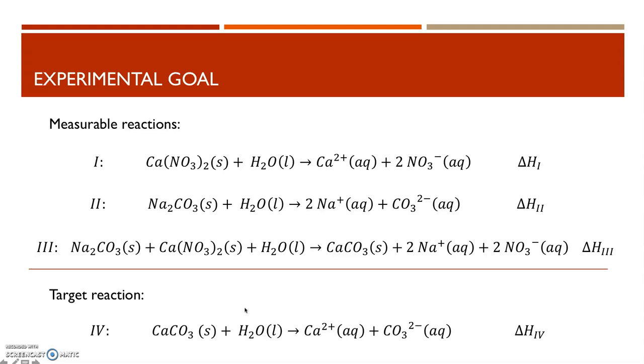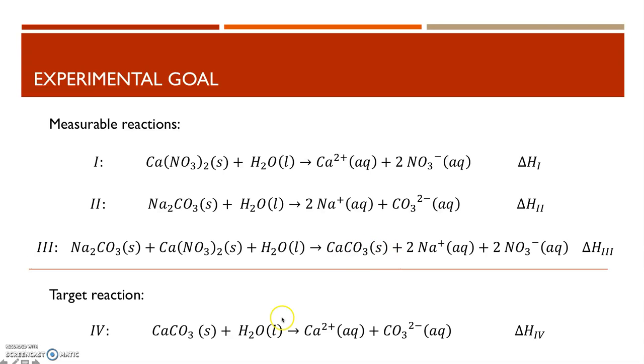So in lab this week, we have three reactions that we can measure. We can dissolve calcium nitrate into water to make ions. We can dissolve sodium carbonate into water to make ions, and we could mix sodium carbonate and calcium nitrate, dissolve them, and create the calcium carbonate precipitate.